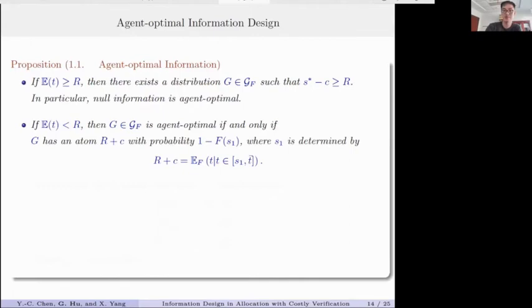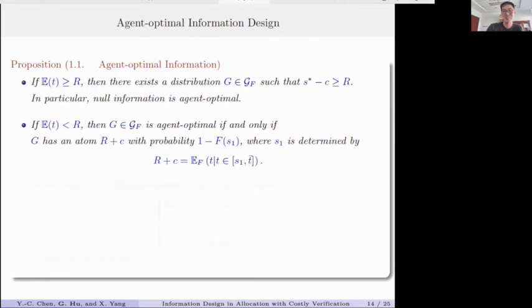So non-information satisfies that inequality, so that threshold is high enough. Non-information means that the information designer just tells the principal that the mean is as such and nothing else to tell you. Second case, if the mean is small, then some information G is agent optimal if and only if that distribution G has an atom at R plus C with some probability. Please do not read it now.